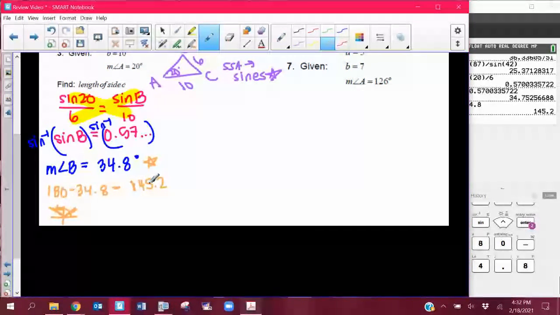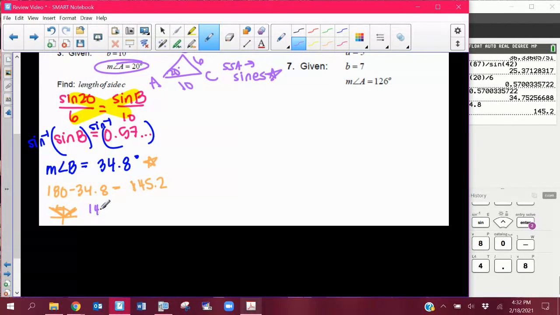Okay, and then I'm going to look and see, add it to what was given. So my given angle here was 20 degrees. So is 145.2 plus 20 less than 180 degrees? Is there wiggle room for a third angle here? Well, this would be 165.2. That is in fact less. So this has two solutions. Okay, and this was how I checked to see if there were two solutions.